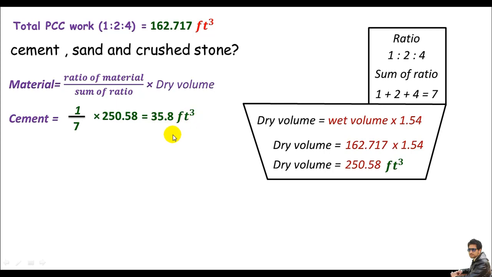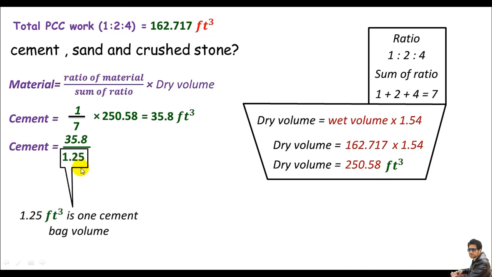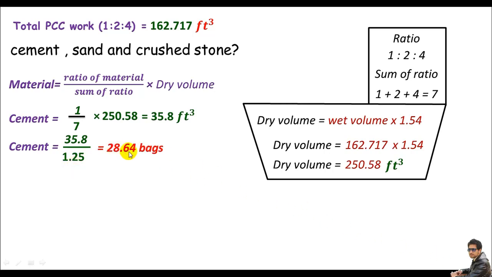The cement is in the form of volume, right? And of course, we need the cement to be in bags. To convert the cement into bags, of course, just divide the volume of cement by 1.25, because this is just the one cement bag volume, right? 1.25 cubic feet is one cement bag volume. We're here in Pakistan. If your country's bag volume is just a little different, no problem. Of course, you can use that factor over here. So we can get, of course, 28.64 bags. You can say 29 bags, right?